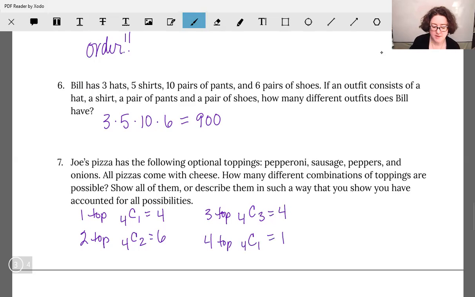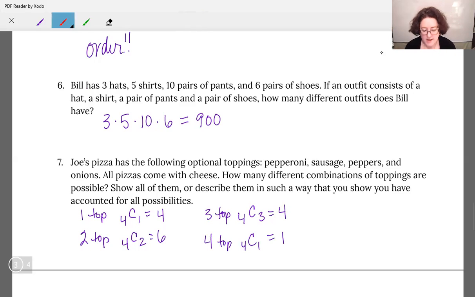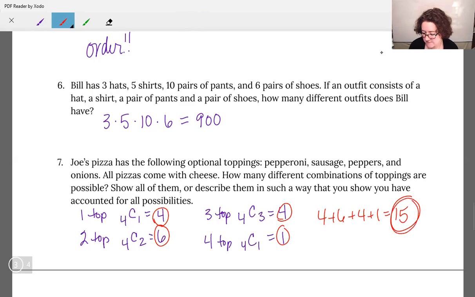And so what we're going to do then, if the question was asking how many different possible combinations can we have depending on how many toppings, we're going to take all these final answers and add them all up together. So 4 plus 6 plus 4 plus 1. That means total, if all you have available is 4 toppings, you have 15 possible different combinations that you could make.